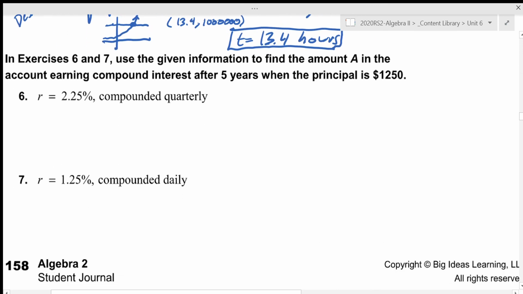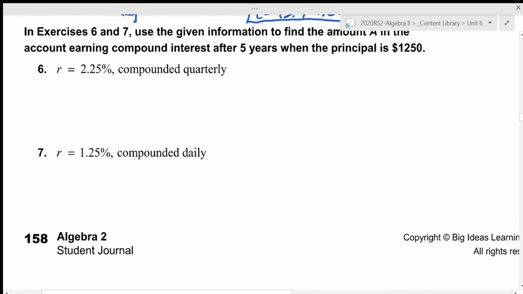All right, lastly, we are going to do a couple of compound interest problems. The first of which we have 2.25%. It's compounded quarterly. And we also note that the time will be 5 years and the principal is 1,250. So let's just label all our variables. We have P equals 1250. R is equal to 0.0225. And the number of times it compounds is quarterly, that's 4. And it does this for 5 years.